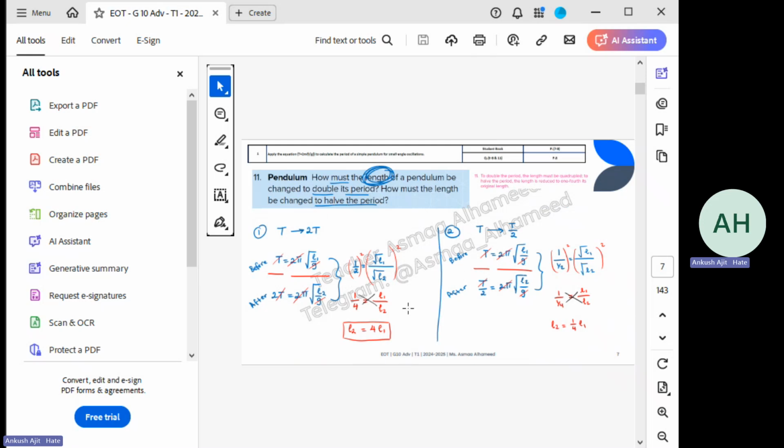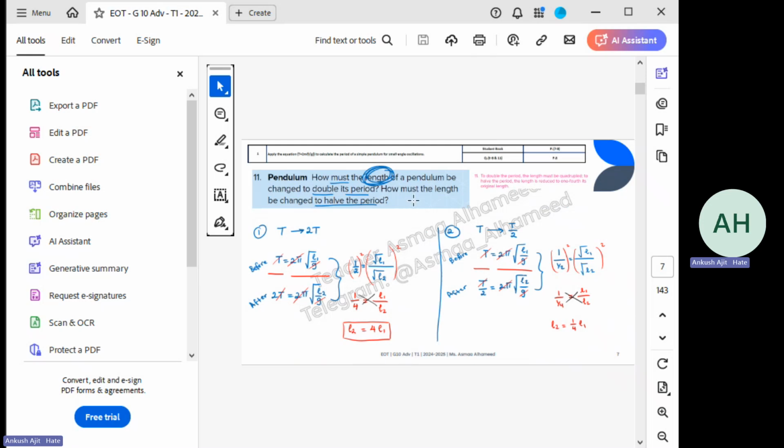To double its period, T becomes 2T. So 1 upon 2, half, squared, can you see this? 1 upon 2 is very simple and nicely given. 1 upon 2 squared equals root L1 upon L2, the whole bracket squared. So it becomes 4. So the new length should be 4 times L1. If you want to double the period of the pendulum, the new length should be 4 times L1.